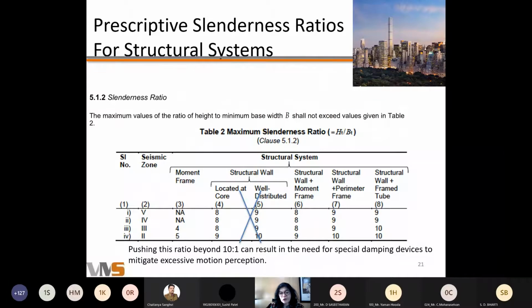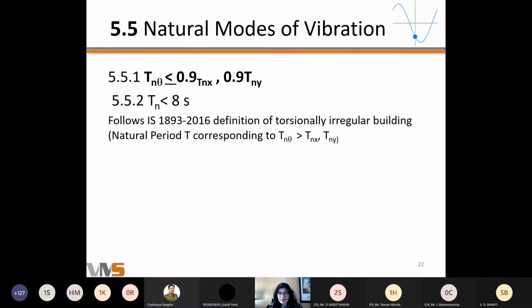What you're seeing, all these crosses and all, I'm just pointing out that there have been some changes in the code, in the amendment, from what was the original 2016 code. So there are these slenderness ratios also which have been specified.